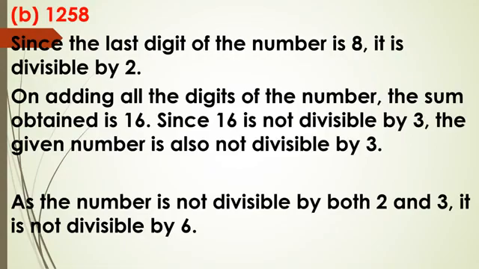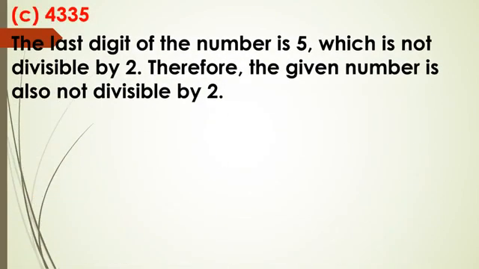Now you have seen that 1258 is divisible by 2 but not by 3. And for 6 it is necessary that a number is divisible by both 2 and 3. So this number is not divisible by 6. In this way you can check all other parts also. I have done only 3 parts. All the parts are the same.